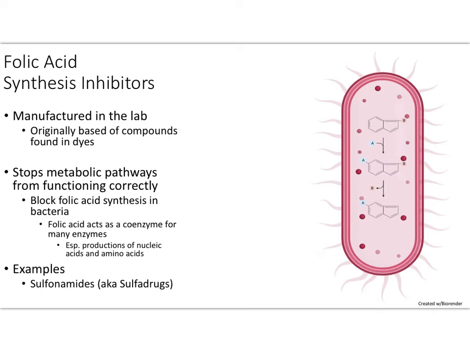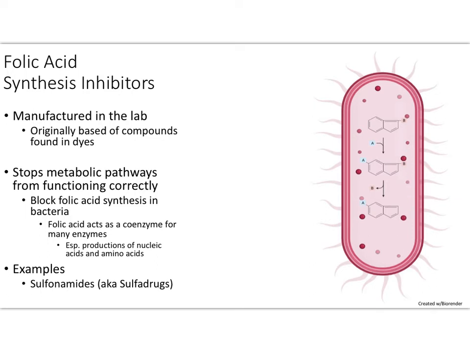What these type of antibiotics do is stop certain metabolic pathways from functioning correctly. More specifically, they block folic acid synthesis in bacteria. Folic acid is an organic compound that acts as a coenzyme for many other enzymes. So by stopping the synthesis of folic acid, what we're doing is creating a cascade effect in the bacterial cytoplasm and interfering with all kinds of other metabolic activities as well.